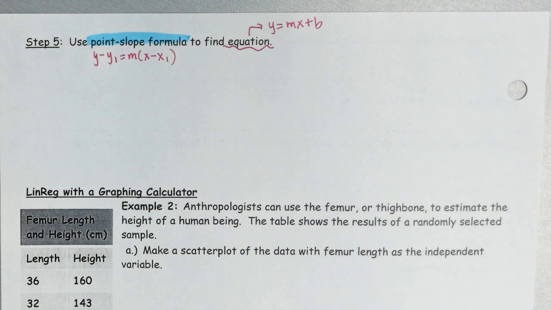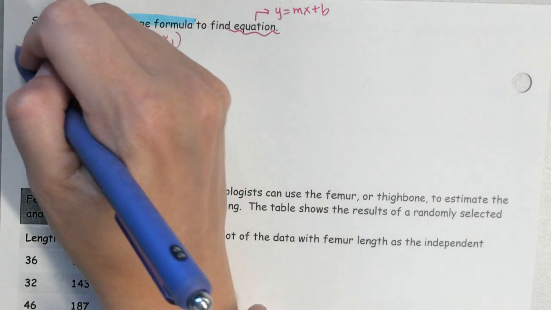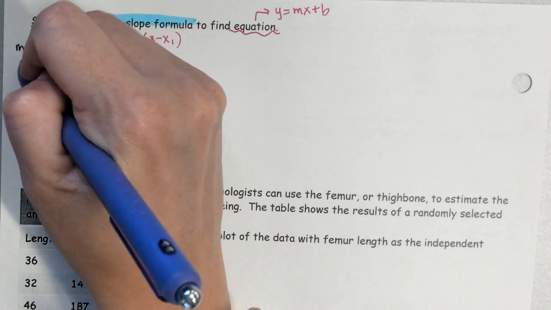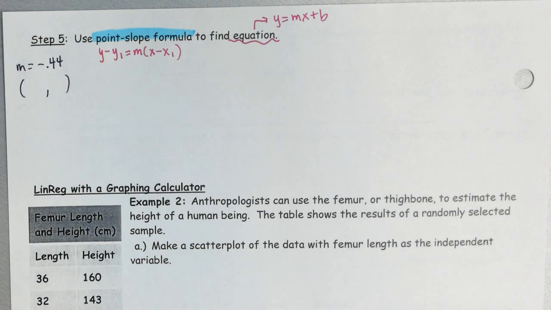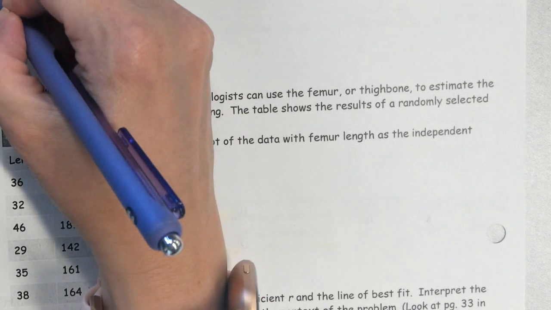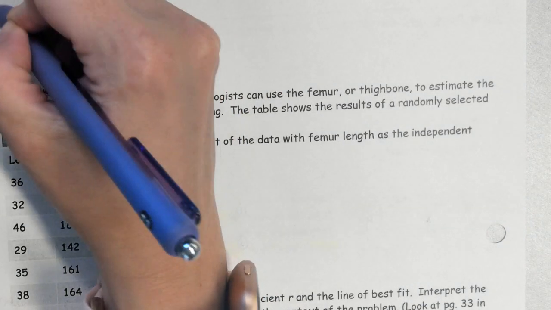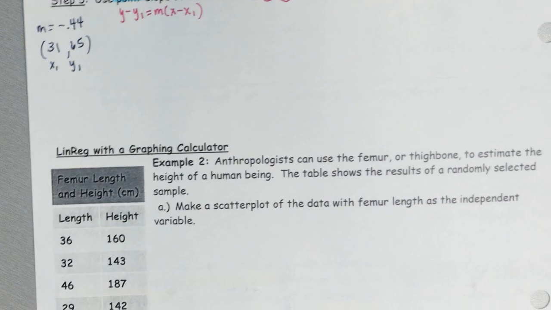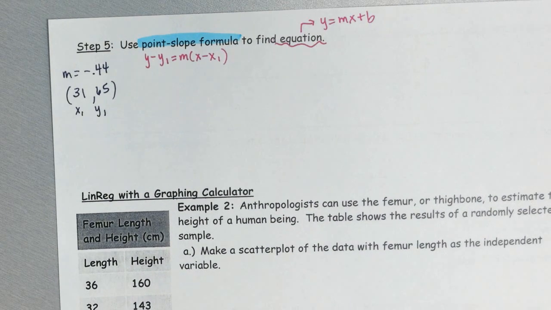And all you need is the slope, which we have. Again, you're using your slope, and then you're just going to use a point. I'm going to use the x1, y1 that I used for my previous step, which is 31, 65. So I'm just going to use that as my x1, y1. Really doesn't matter which point you use. From our previous step, just pick one of them.